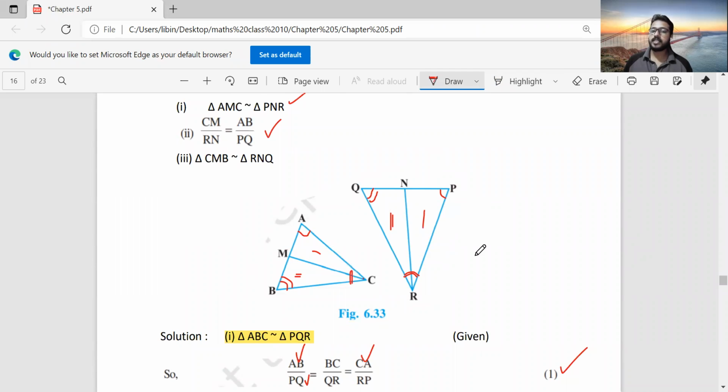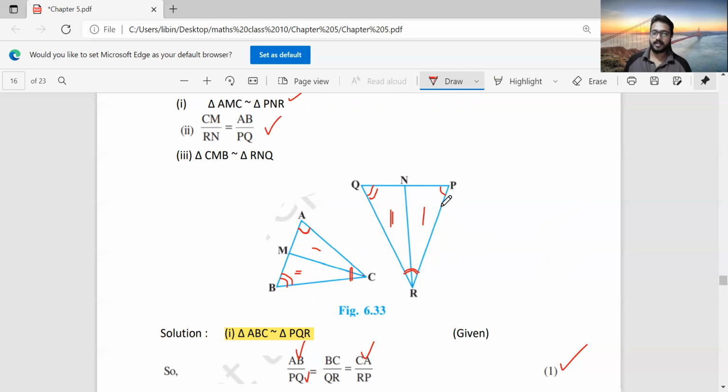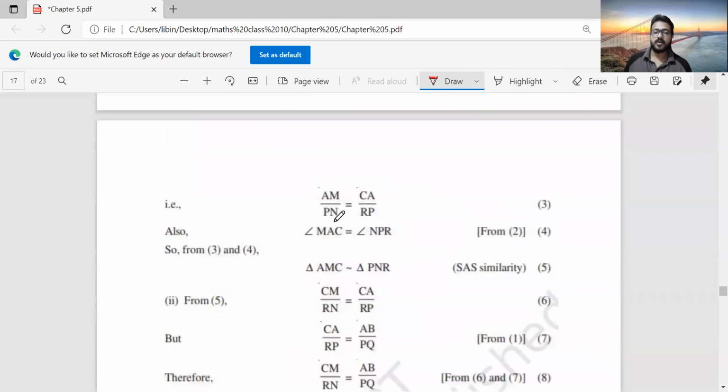It means the two sides of the triangles AMC and triangle PNR are proportional. Now we only want to prove one angle of this triangle is equal. But it is evident angle A is equal to angle P because the whole triangle is similar. Okay, so we can say that by SAS similarity, triangle AMC is similar to triangle PNR. Are you all clear?